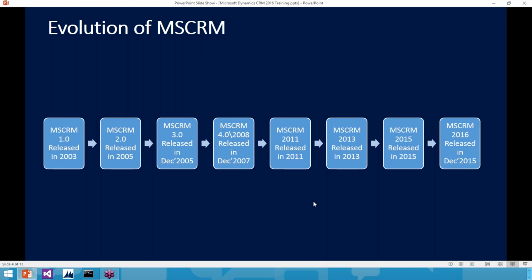And the second version got released in 2005 with a few advances, a few features which are much better than the old system. And then the third version in late December 2005. And 4.0 got released in December 2007. That's when Microsoft started moving away from version numbers, and they started using the terminology of years: Microsoft CRM 2008, 2011, 2013, 15, 16.